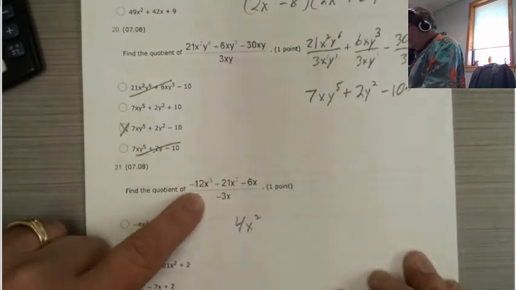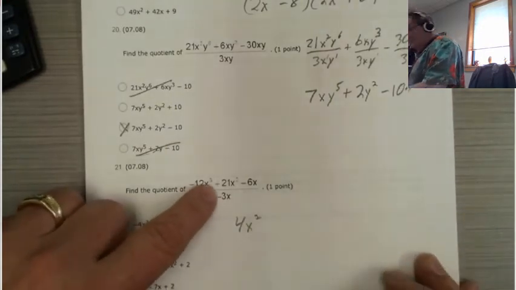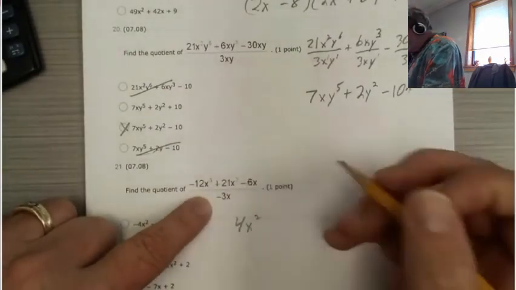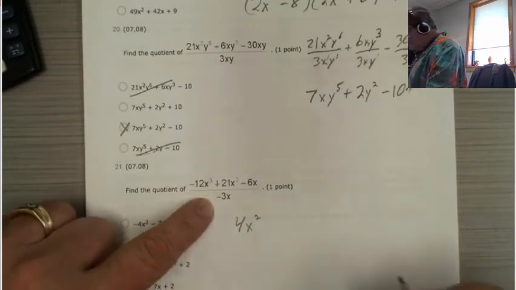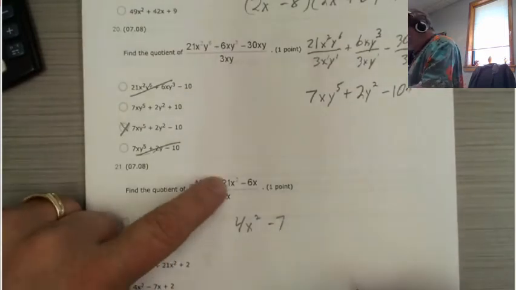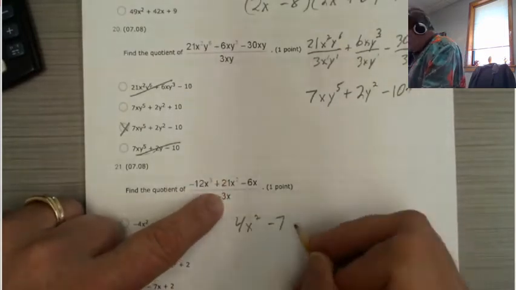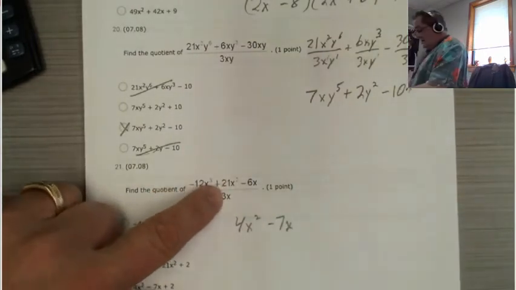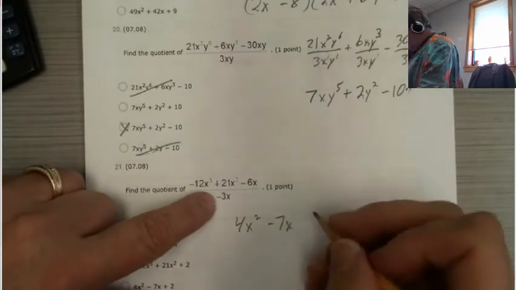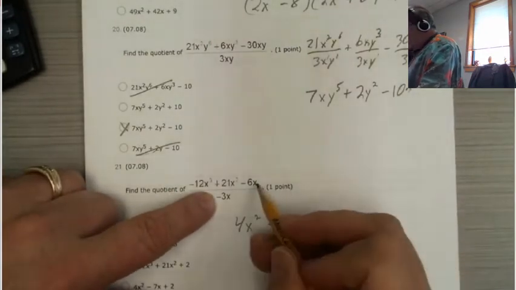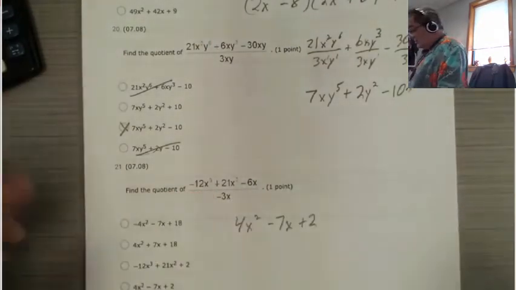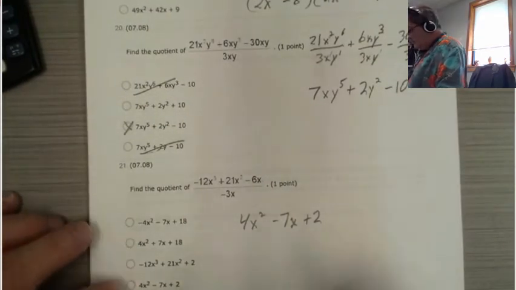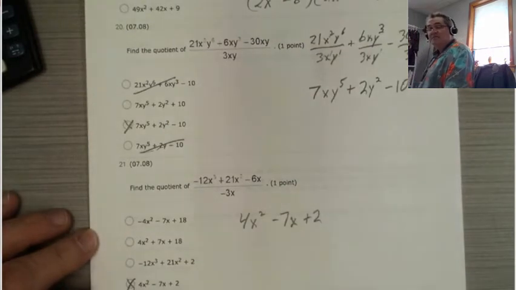All right, let's move to the next term. Positive 21 divided by negative 3 is negative 7. x squared divided by x is just x to the first. Then negative 6 divided by negative 3 is a positive 2, and x divided by x is 1. So 4x squared minus 7x plus 2. Oh, there it is. 4x squared minus 7x plus 2.